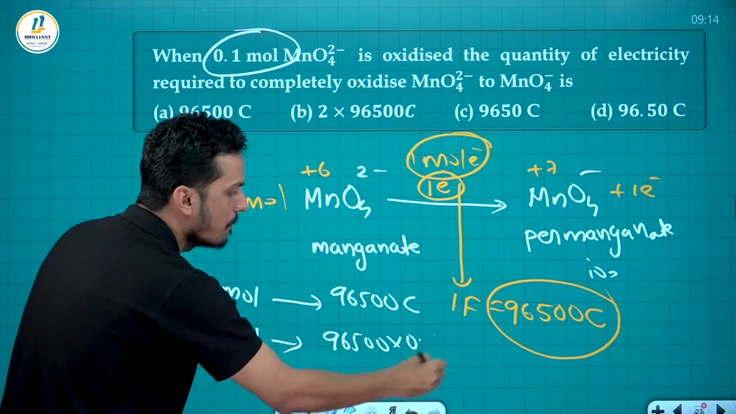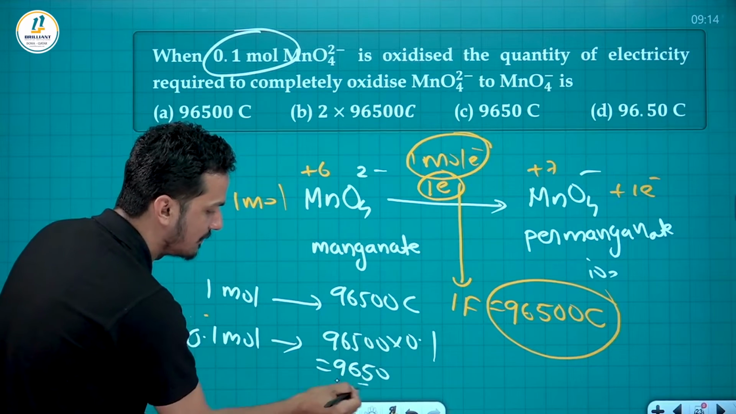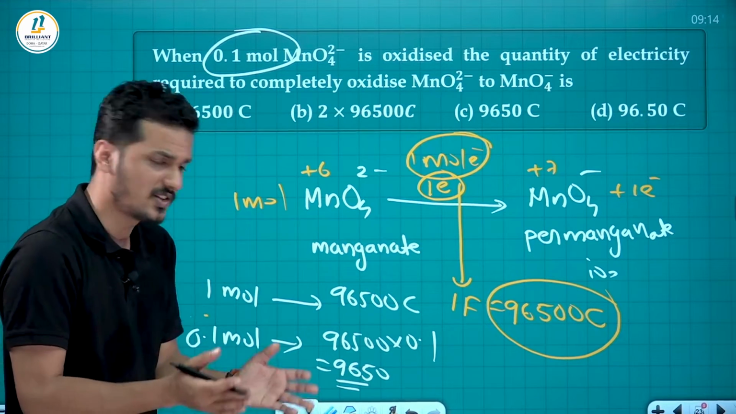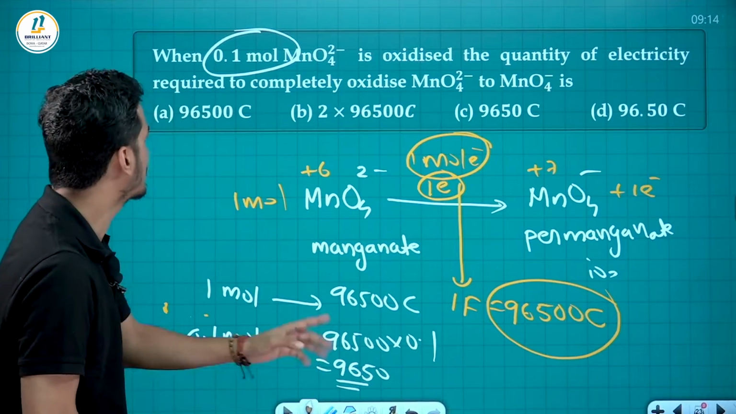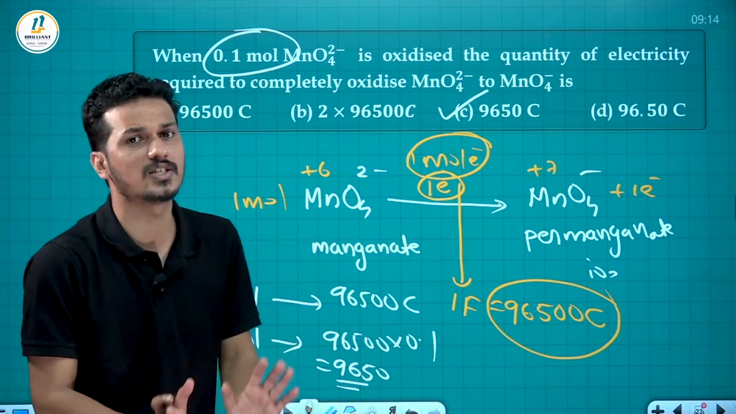96,500 into 0.1. That is 9,650. 9,650. So option C is the correct answer. I hope you guys got it.